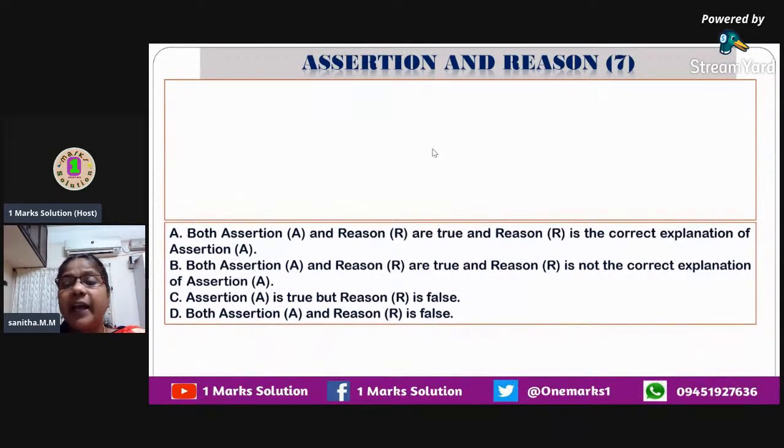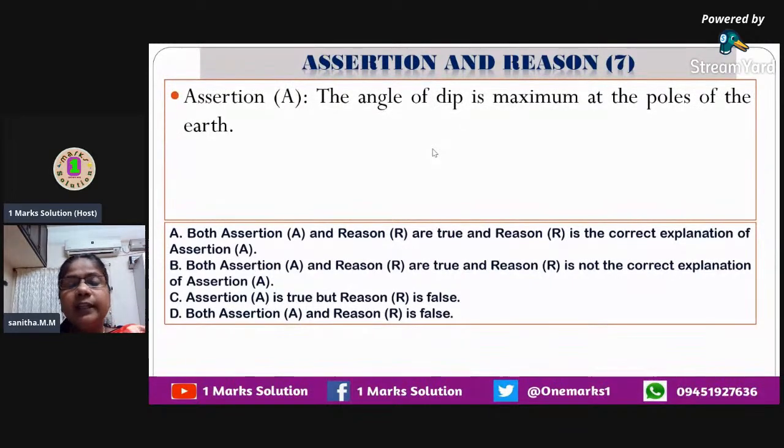Angle of dip is maximum at the poles of the earth. How will you get it? We know that the earth's magnetic field is inclined like this. It is divided into two: one is the vertical component, the other is the horizontal component. In the case of the pole, only the vertical component is there. That is BV is equal to B sine delta. Delta stands for the angle of dip, that is, the angle of inclination.